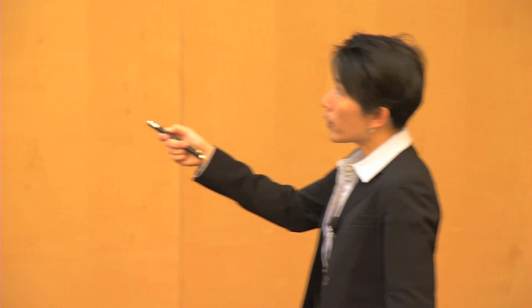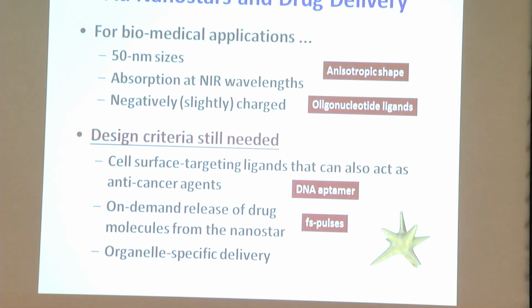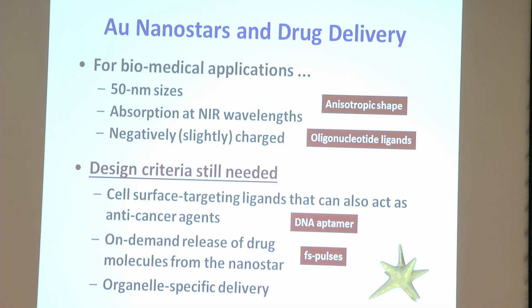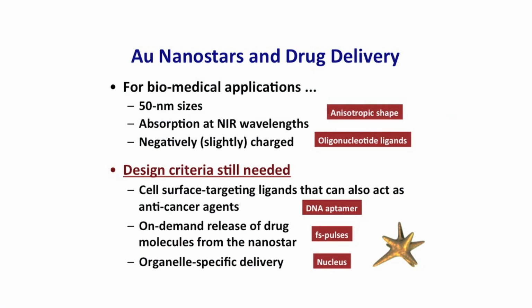So we're using a DNA aptamer that acts as a cell surface targeting ligand as well as an anti-cancer agent. So this particular DNA aptamer does both. In order to get on-demand release, we're still using light pulses, similar to this near-infrared range, but instead of continuously having to shine light on the particles, we use these ultra-fast femtosecond pulses. So femtosecond lasers have started to be incorporated in a wide range of biomedical applications, especially for LASIK. And so in terms of organelle-specific delivery, why not?